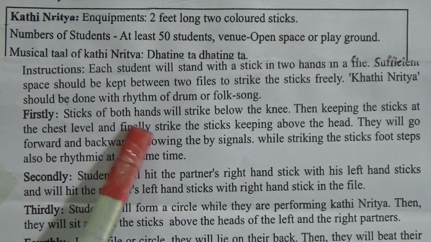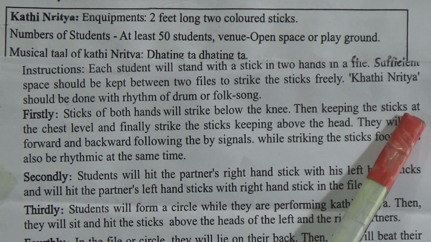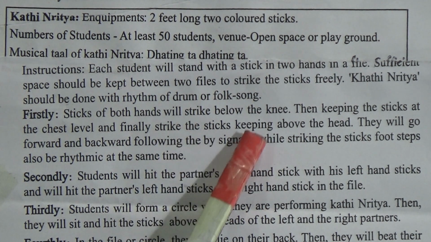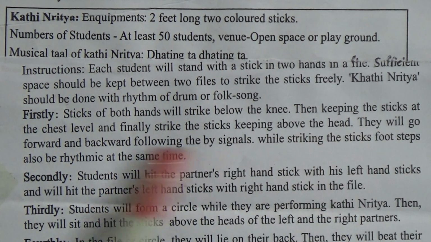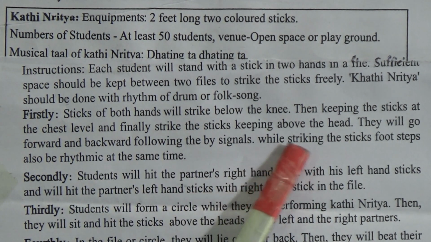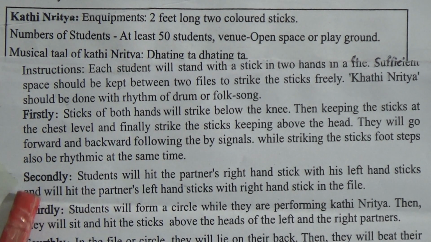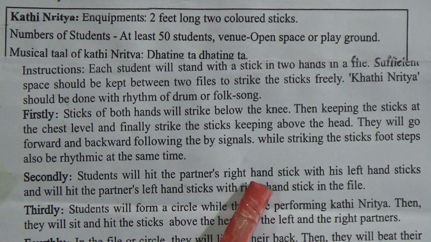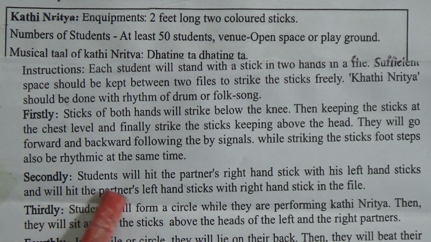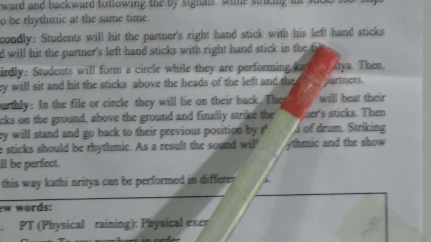Firstly, sticks of both hands will strike below the knee, then keeping the sticks at the chest level, and finally strike the sticks keeping above the head. They will go forward and backward following the signals. While striking the sticks, footsteps will also be rhythmic at the same time. Secondly, students will hit the partner's right hand stick with their left hand stick and will hit the partner's left hand stick with their right hand stick in the file.